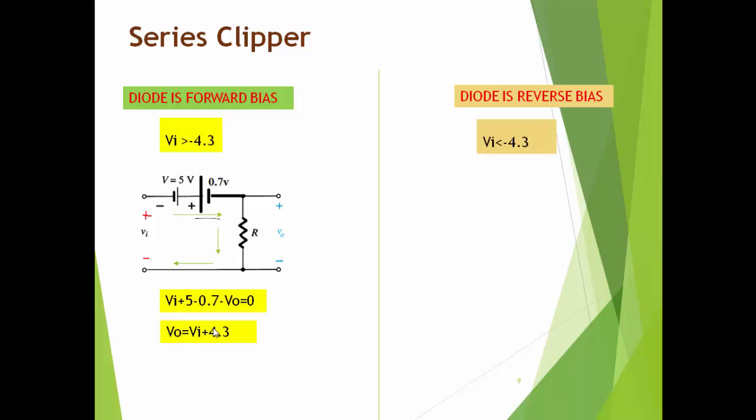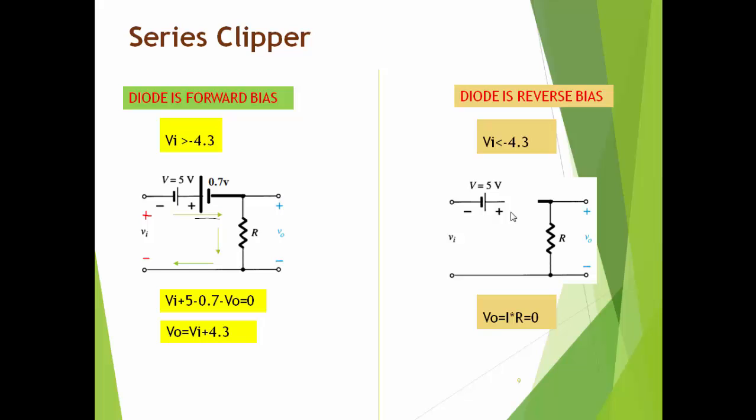Now come on reverse bias side. We know that from step number 2, when Vi is less than minus 4.3, diode is reverse bias. When diode is reverse bias, it is replaced by open circuit equivalent. Now draw the diagram. In this circuit is open circuit. So no current will flow in this loop. So the VO is equal to I into R. If current is 0, then result is 0.